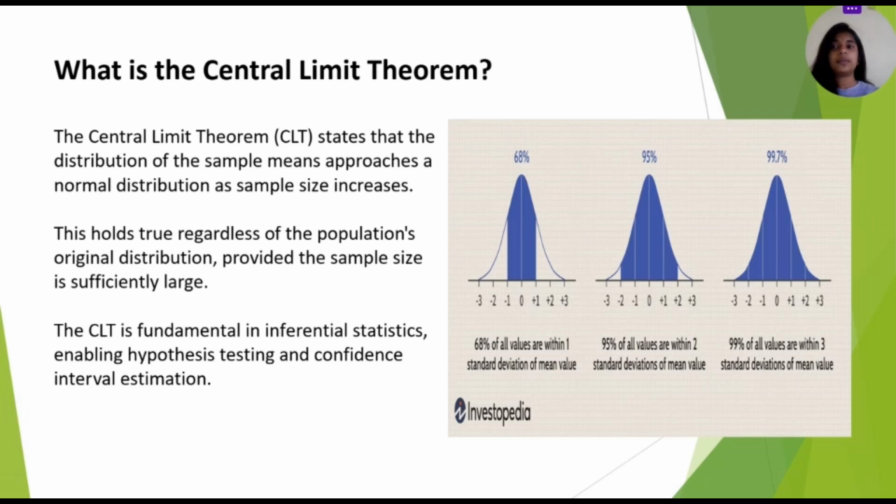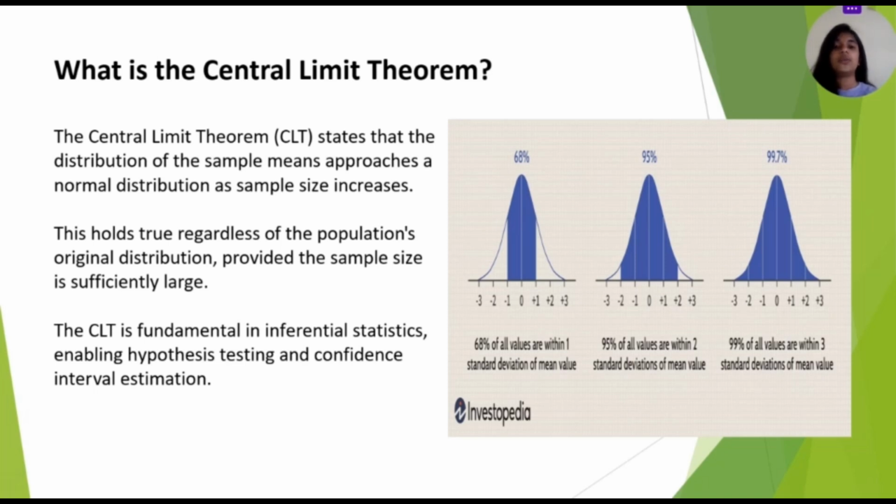Next comes the central limit theorem. So what is the central limit theorem? The central limit theorem, CLT, states that the distribution of sample means approaches a normal distribution as sample size increases. This holds true regardless of the population's original distribution, provided the sample size is sufficiently large. The CLT is fundamental in inferential statistics, enabling hypothesis testing and confidence interval estimation.